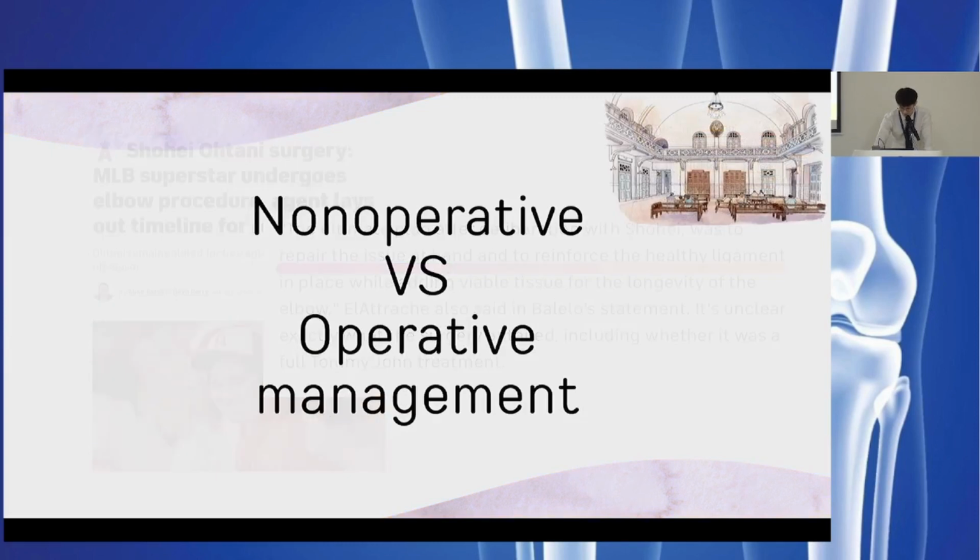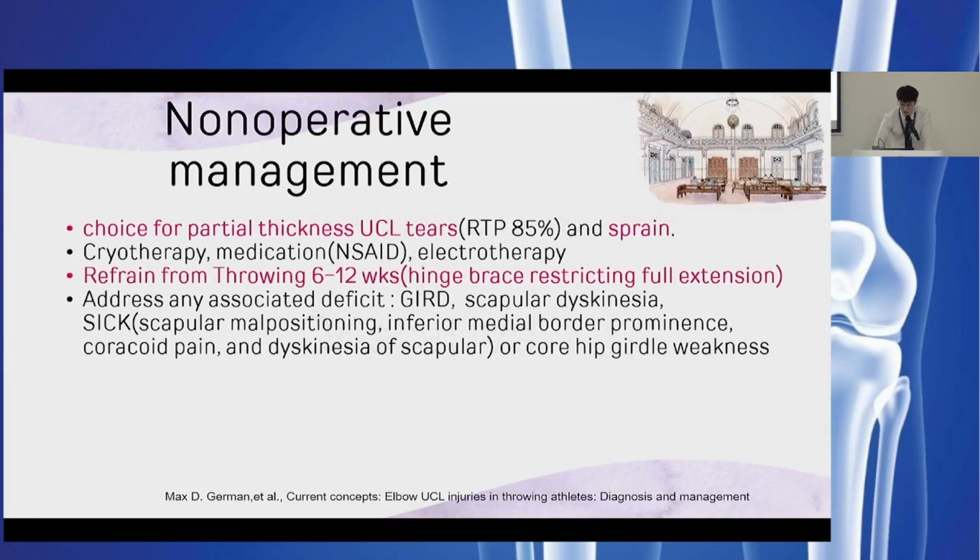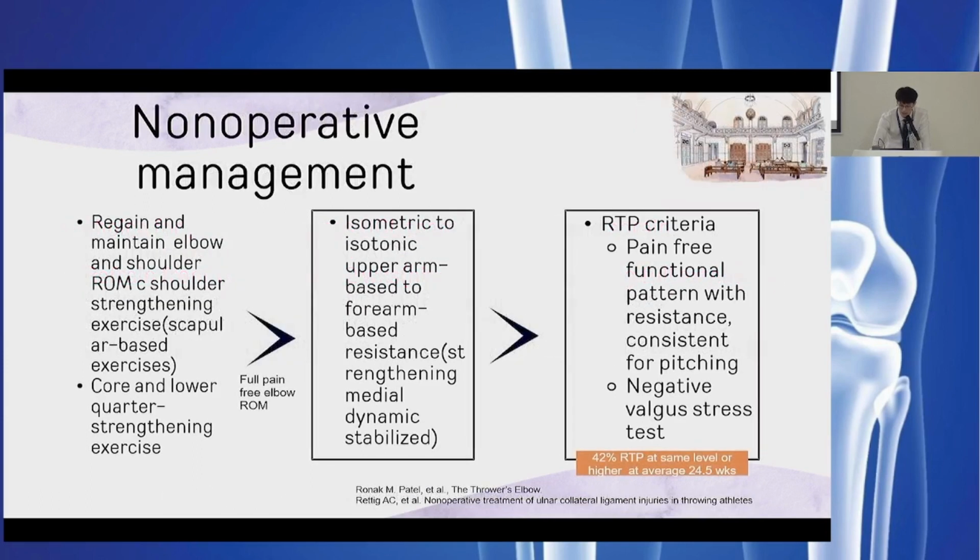About non-operative management, during a UCL tear, non-operative management focuses on shoulder, hip, and elbow range of motion, scapular mechanics, pitching mechanics, flexor pronator strengthening, core strengthening, and avoidance of the UCL tear and other things like protocol. And while the elbow is immobilized for 6 to 12 weeks, we have to advise the patient to do scapular-based exercise and core and lower quarter strengthening exercise.